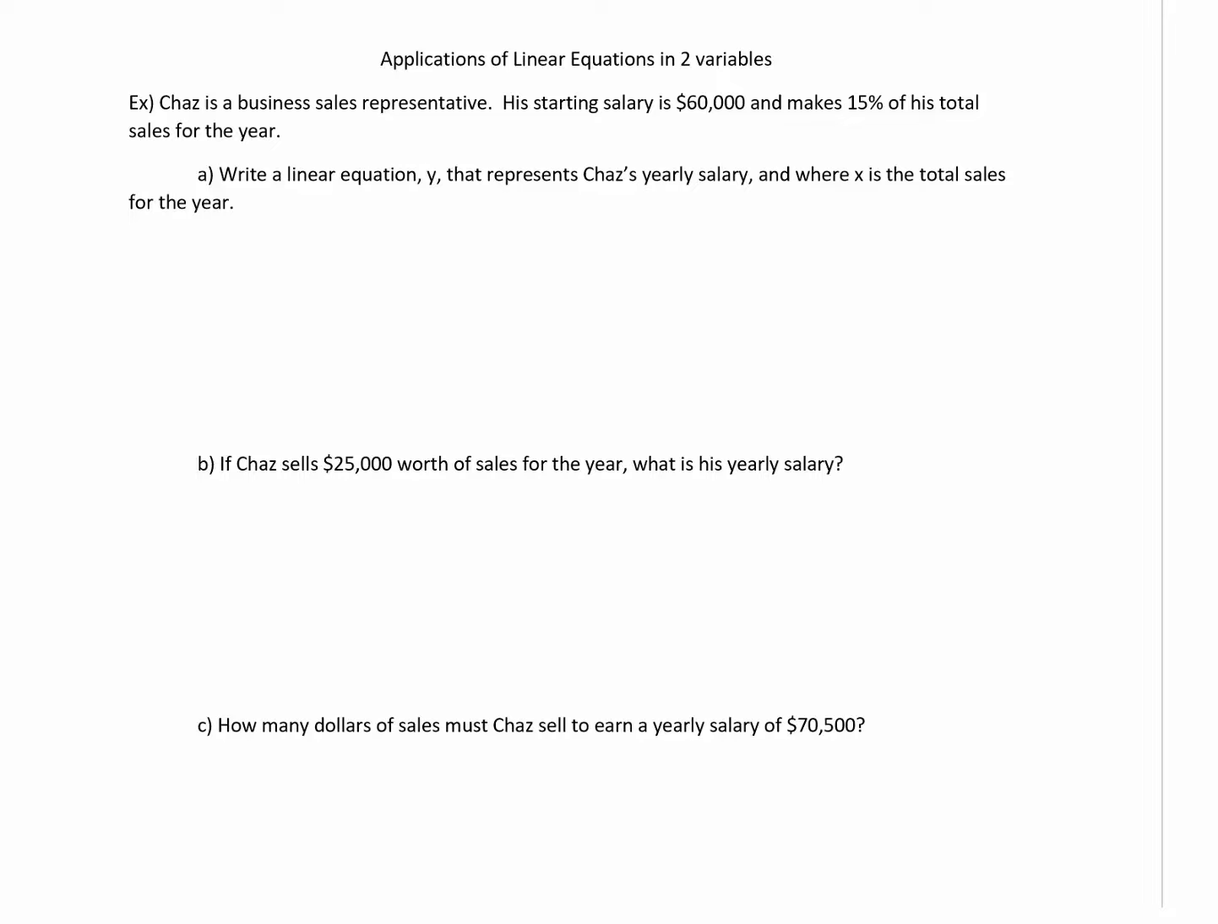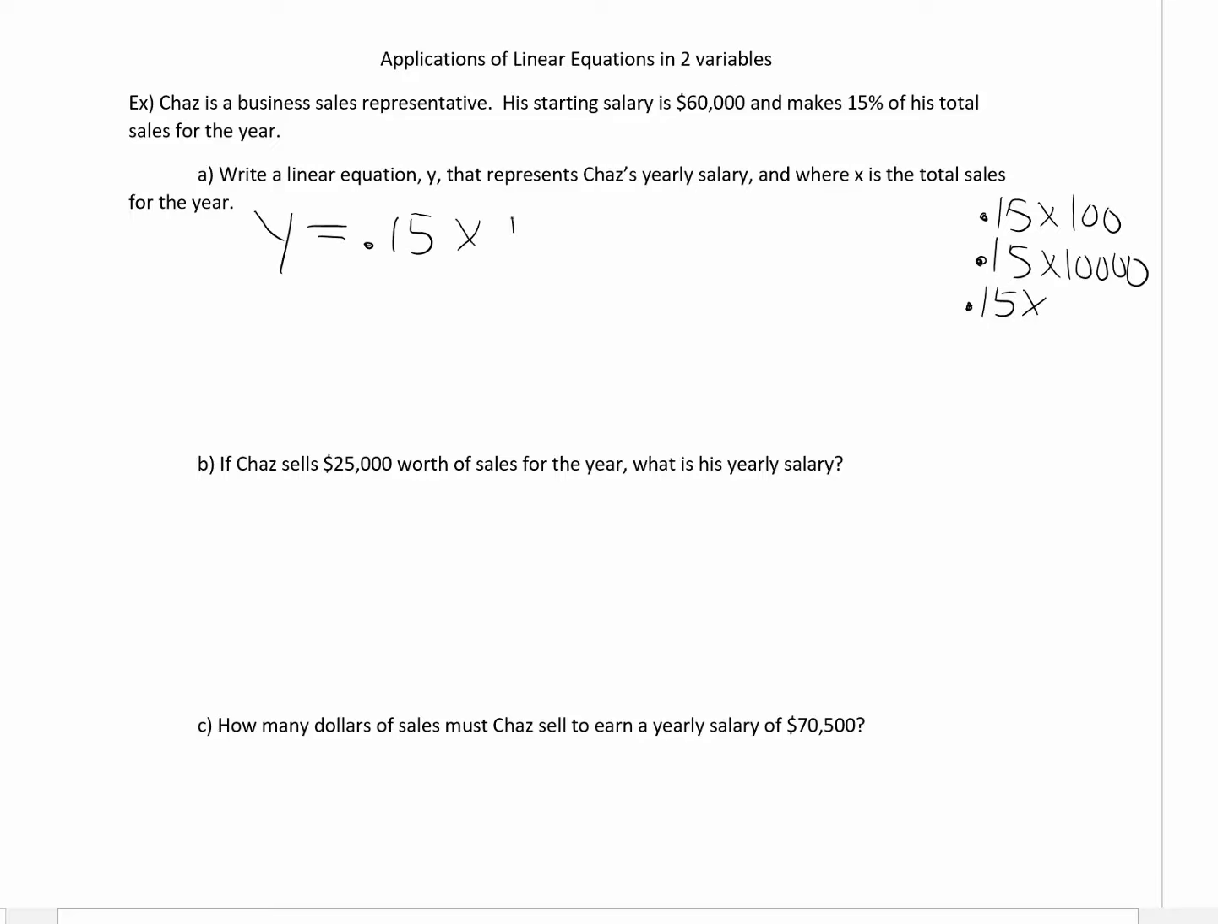Well, let's talk about 15% of his sales. If he sold $100 worth of products, he would get 15% times $100. If he sold $10,000, it would be 1,500 times 10,000. If his sales are x dollars, it would be 1,500 times x. Okay, so let's write the equation. y equals 1,500x plus his starting salary, which is 60,000. Of course, you can also write that as y equals 60,000 plus 1,500x.